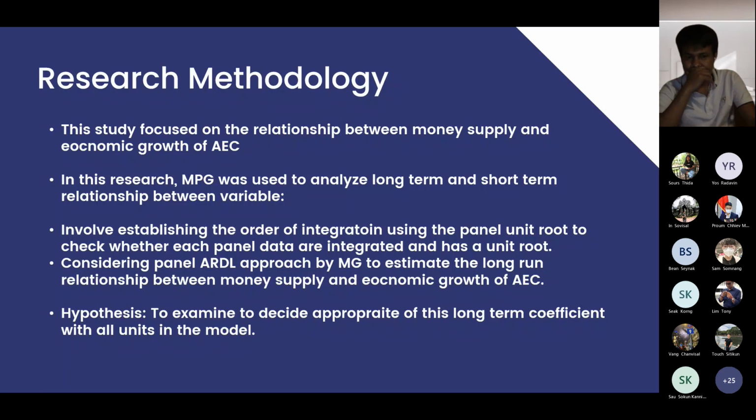So for the Pooled Mean Group method, it is a long-term coefficient. The long-term coefficient was the same for all units, while the intercept, speed of adjustment, and short-term coefficient are different between units. However, in the Mean Group method, the coefficients of both the long-term and short-term, the intercept and speed of adjustment are different for every unit. And lastly, the hypothesis in this paper is to decide the appropriateness of this long-term coefficient with all units in the model.